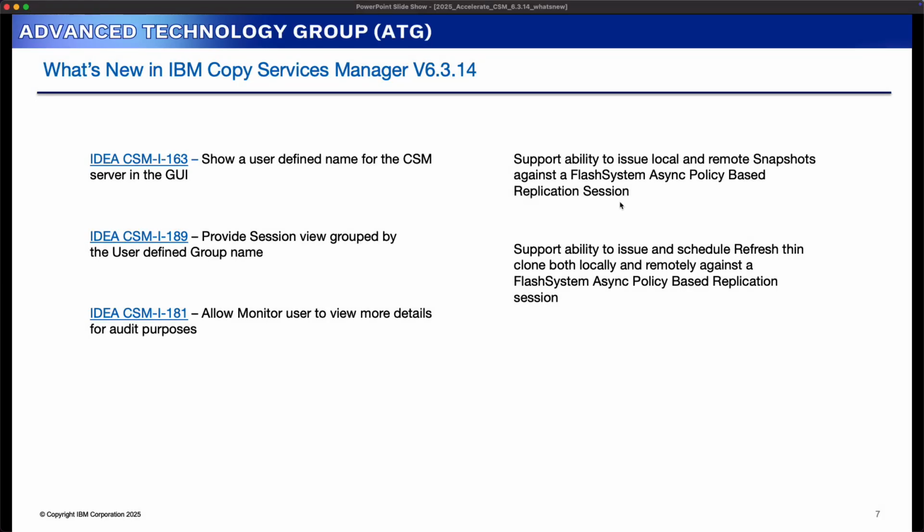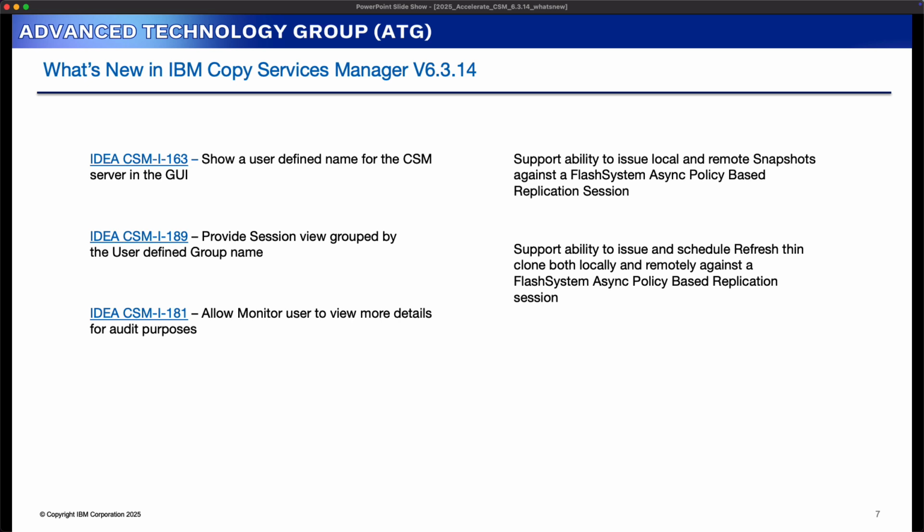Hi, in this video I'm going to show you what's new in IBM Copy Services Manager 6.3.14. IBM Copy Services Manager 6.3.14 GAs at the end of March in 2025. As you can see, there are five features I'm going to talk about, both on the overall CSM side as well as a couple that are directly related to the FlashSystem side of our product.